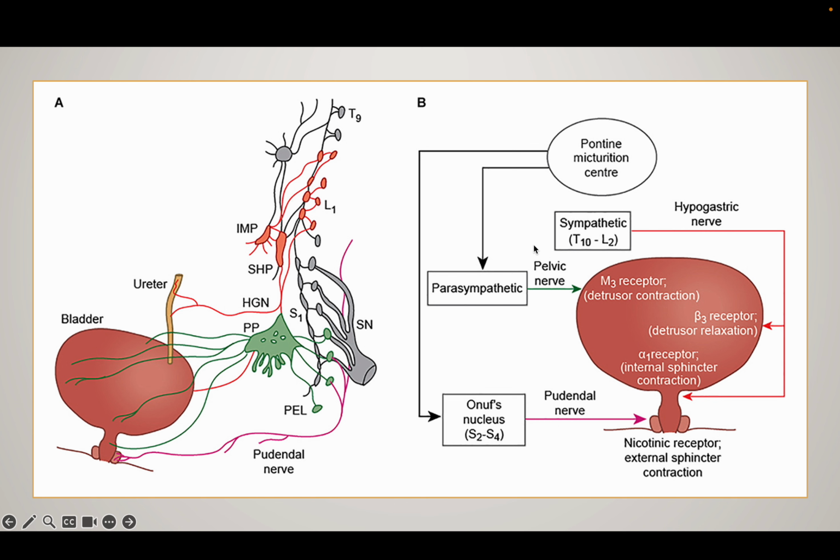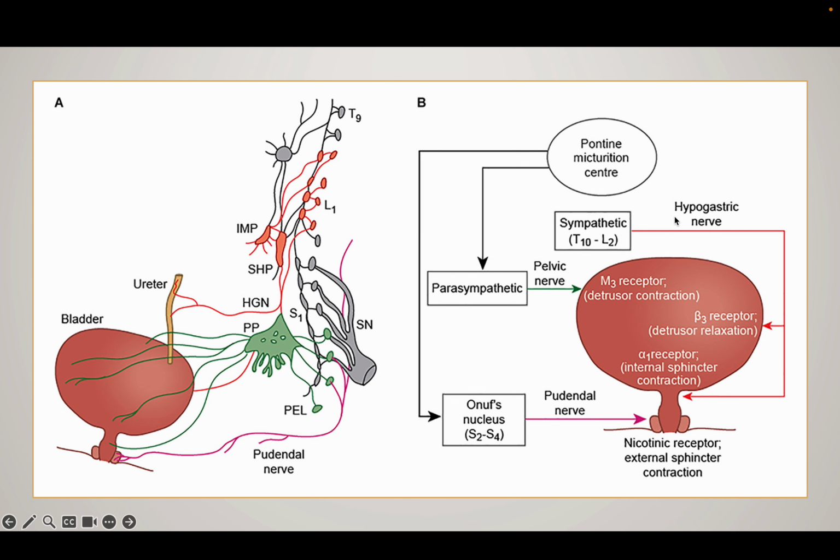Generally, the bladder has a sympathetic, a parasympathetic, and a somatic nerve supply. The parasympathetic is the one which helps in micturition. It is from S2 to S4, supplied by the pelvic nerve. It acts on the M3 receptor and causes detrusor contraction, whereas the sympathetic is the one which helps in relaxation of the bladder so that it prevents micturition.